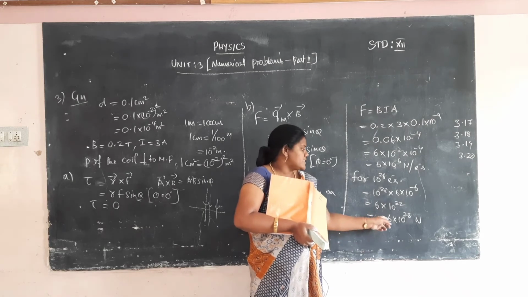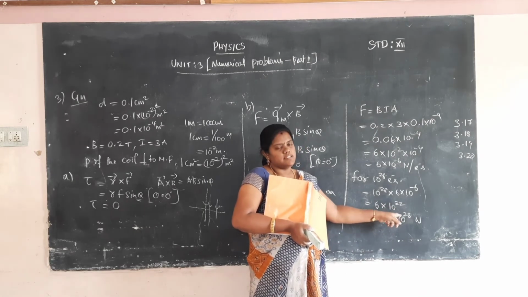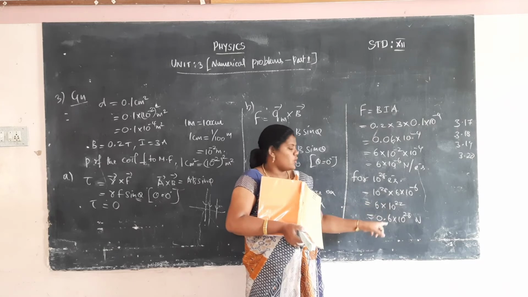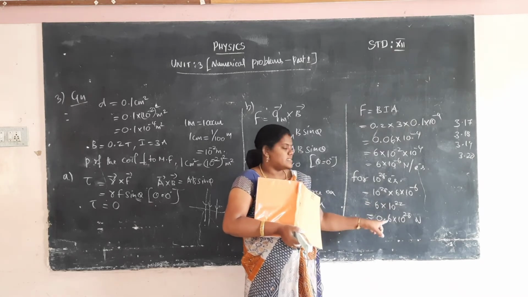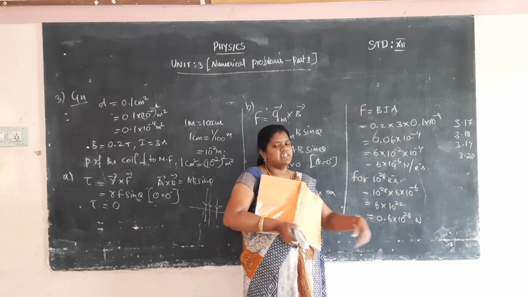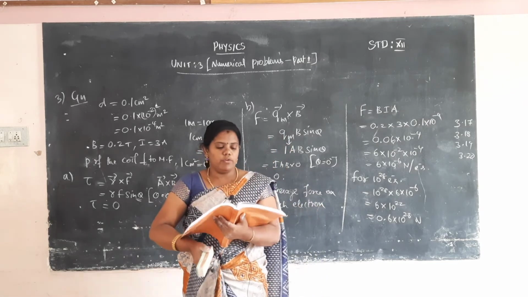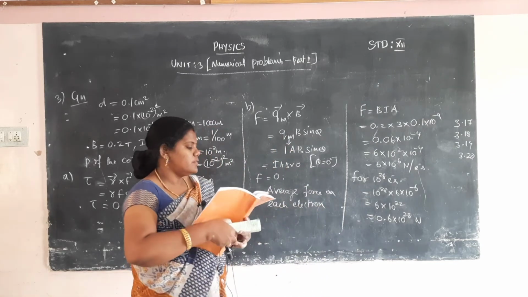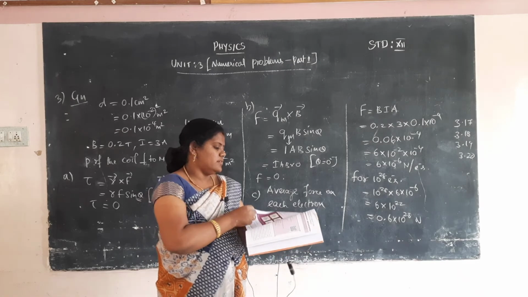In our book, 0.6 into 10 power minus 23 is given, but that is going to be wrong. So, you have to correct that answer: 0.6 into 10 power 23 Newton. Clear? Then go for the fourth one. We will go for the fourth one.